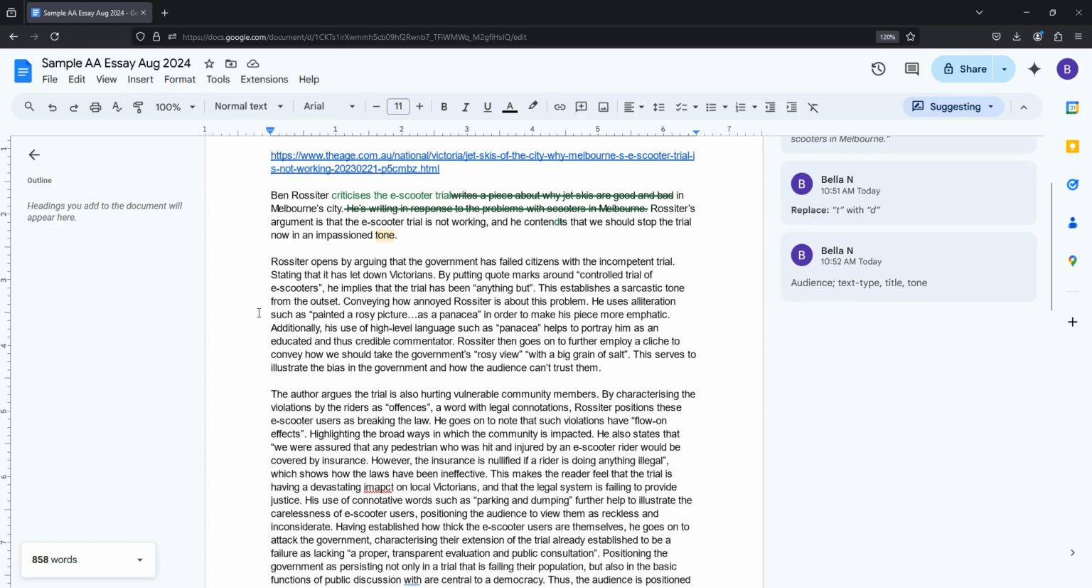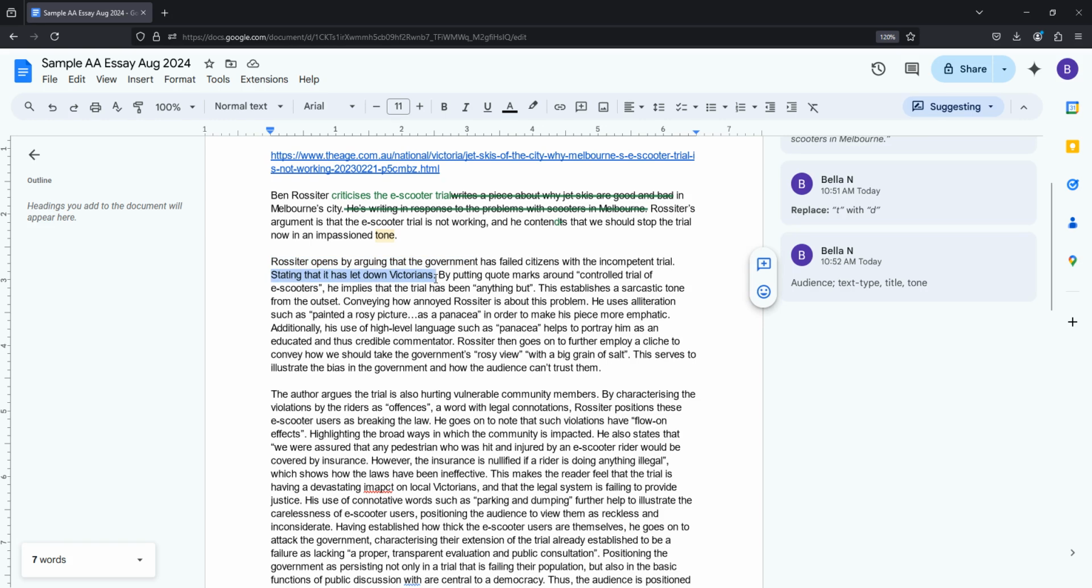Okay, let's have a look at the first body. Rossiter opens by arguing that the government has failed citizens with the incompetent trial. Yep, that sounds good. Really nice, clear, classic opener. Covers the main argument, the first part of the piece. Stating that it has let down Victorians.